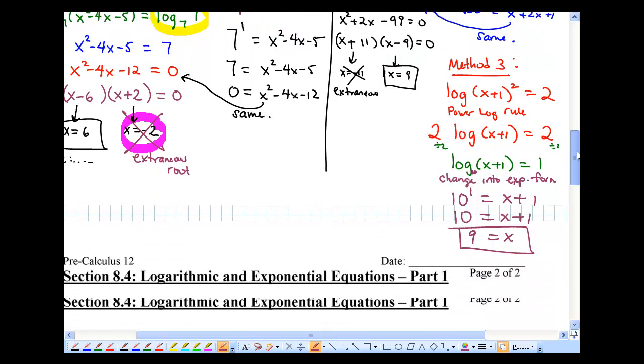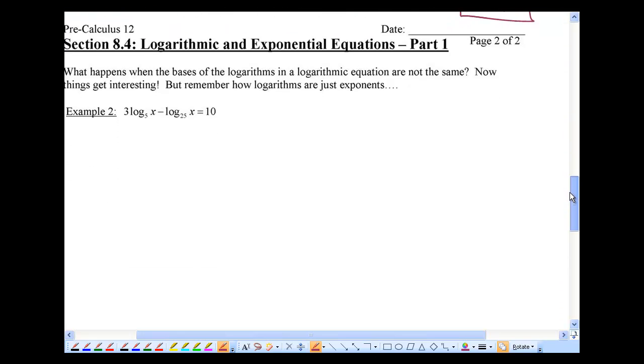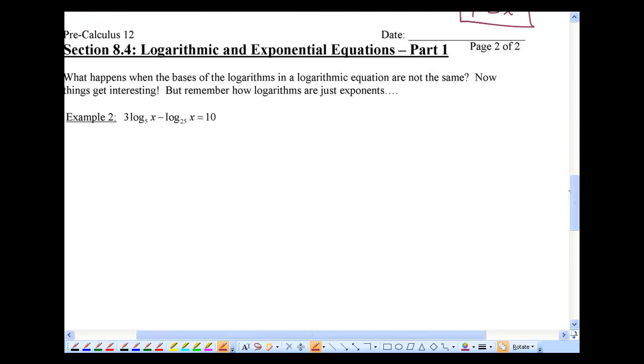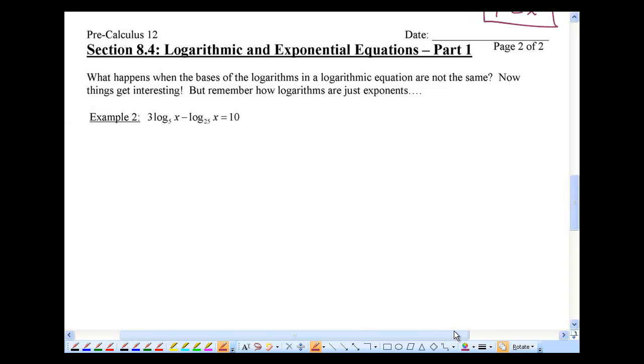Hope you've had some good practice now solving log questions. Turn the page, and I'm going to show you something different. What happens when the bases of the logarithms in a logarithmic equation are not the same? See, all the ones I've given you in the past, on page 1, the bases were the same. Now things get interesting. Okay? And once again, just remember how logs are exponents, so the key is to try to rewrite them using the same base.